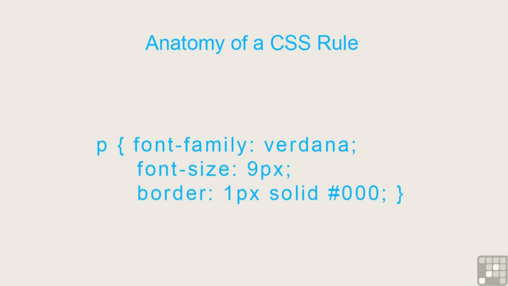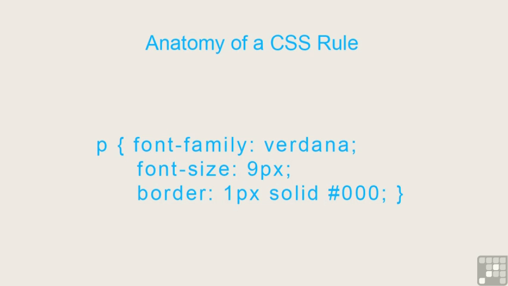Now, here's a look at a CSS rule that's a little bit more complicated. It's still saying that it wants to use the font face or the typeface Verdana, but it also has a font size on it and also a border as well. Now let's kind of break it down. So we have font-family, colon, space, Verdana, followed by the semicolon. The semicolon always ends a property.